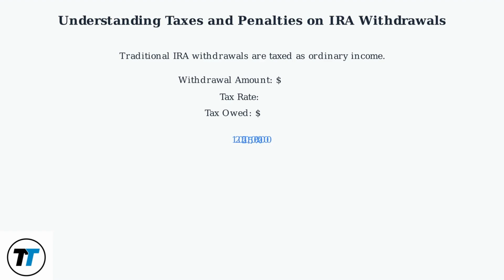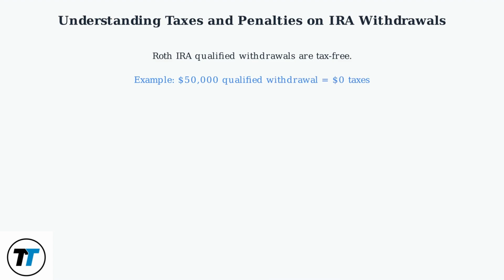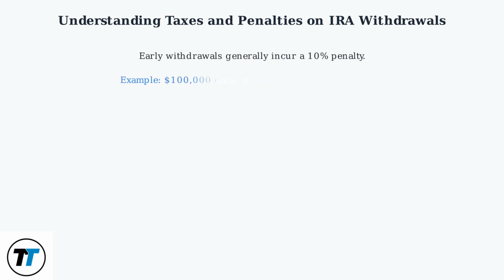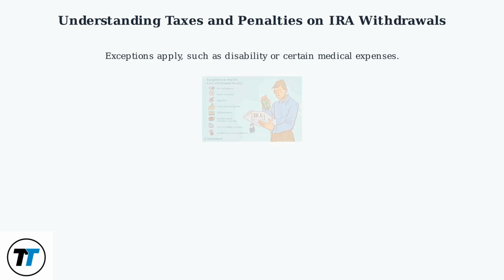For example, withdrawing $100,000 at a 25% tax rate would result in $25,000 in taxes owed. Roth IRA qualified withdrawals are completely tax-free. For instance, a $50,000 qualified withdrawal would owe no taxes. Early withdrawals from IRAs generally incur a 10% penalty in addition to taxes. For example, an early $100,000 withdrawal would add a $10,000 penalty. However, exceptions to the early withdrawal penalty apply, such as for disability or certain medical expenses.